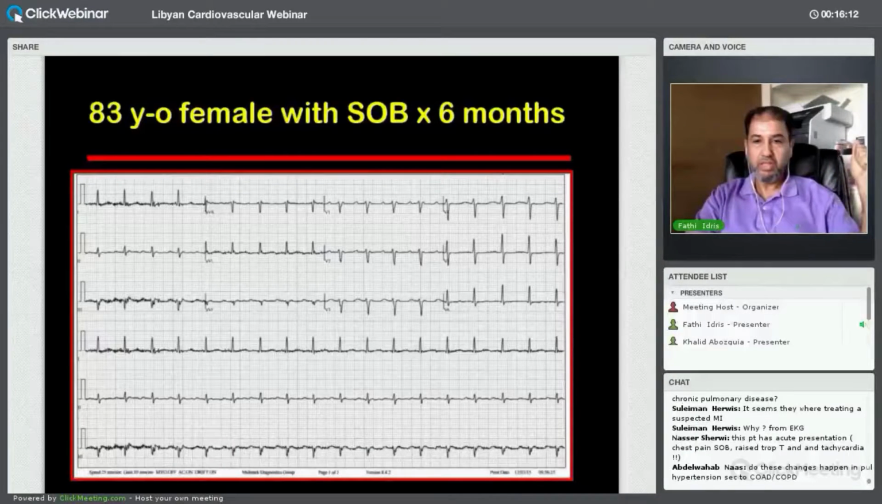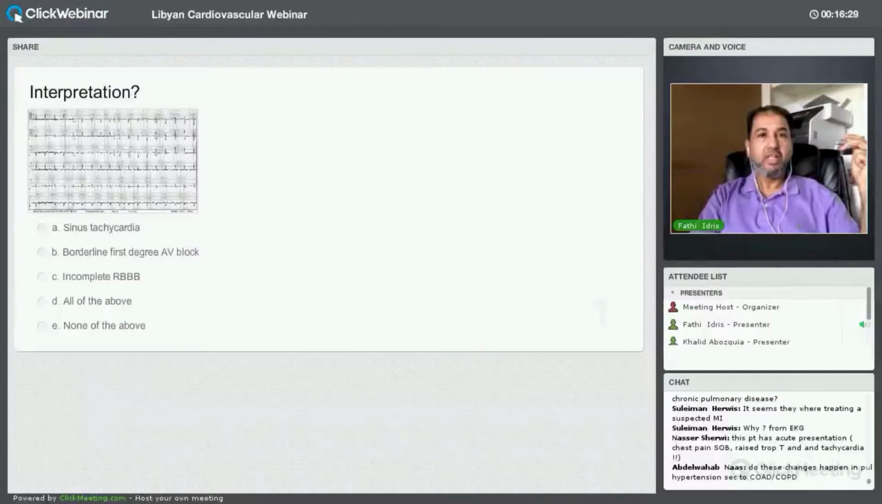So these are the choices: sinus tachycardia, borderline first-degree AV block, incomplete right bundle branch block, all of the above, or none of the above. I think everybody has some idea. While we're waiting for votes, to answer Dr. Nas' question, do these changes happen in pulmonary hypertension? Yes, as long as there is enlargement of cardiac chambers, these changes can occur. We call it a chronic pulmonary disease pattern rather than give a specific diagnosis, and when you see them, it's just something to keep in mind.